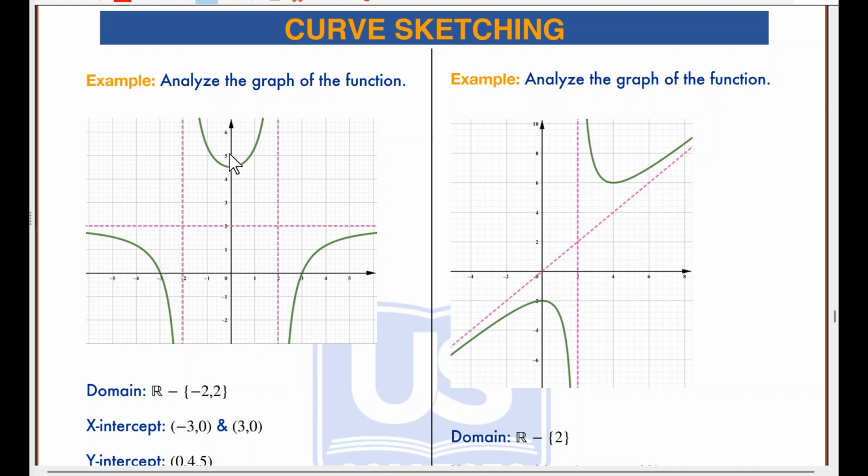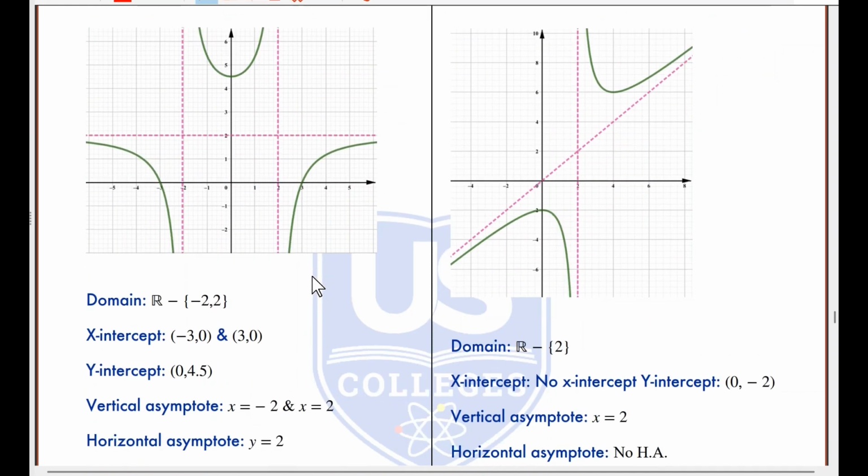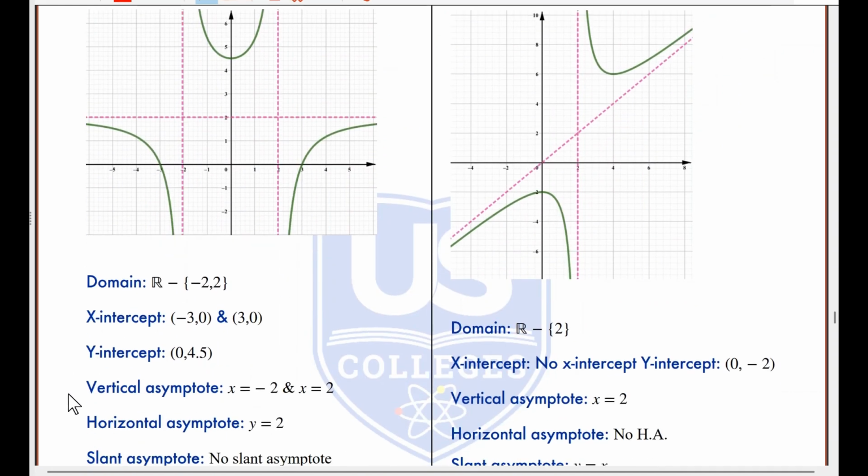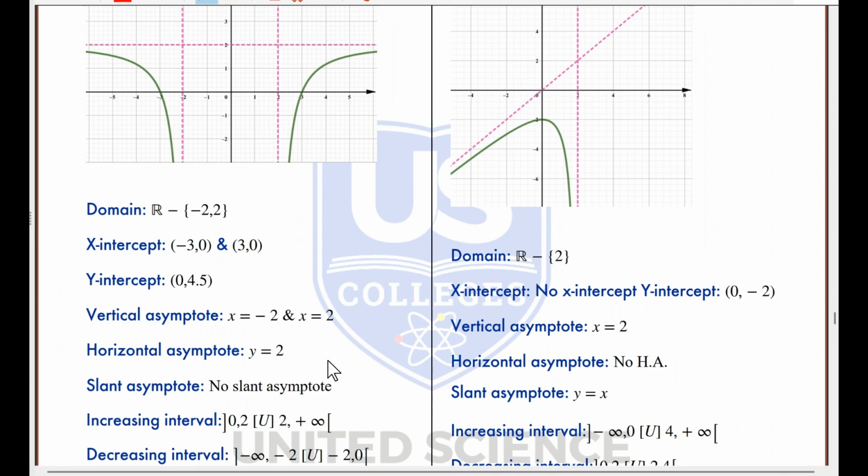Y-intercept, it is the point where function is crossing the y-axis, which is 4.5 maybe. So 0, 4.5 is the y-intercept. Vertical asymptote, it's the invisible vertical lines that function is approaching, which are x equals -2 and 2. Horizontal asymptote, it's the horizontal line that function is approaching, which is passing through y equals 2. Slant asymptote, an inclined line that function is approaching, which is none. We don't have a slant asymptote.